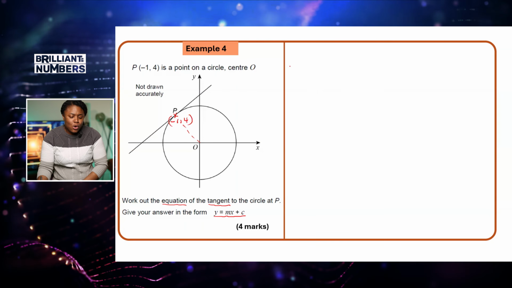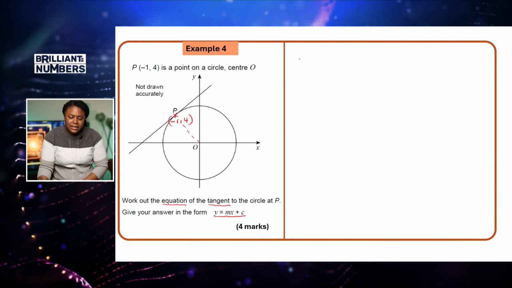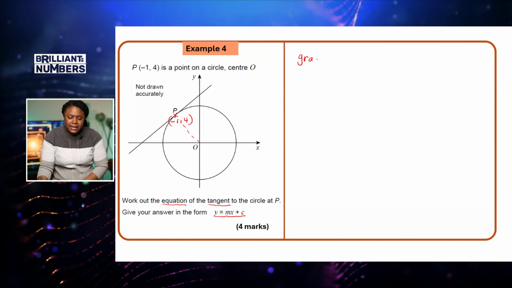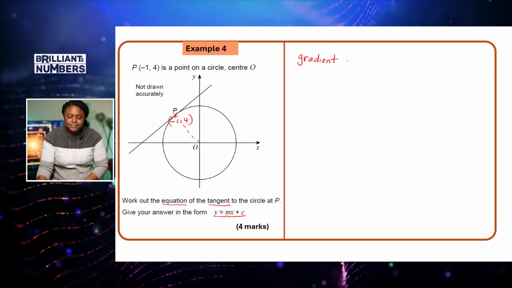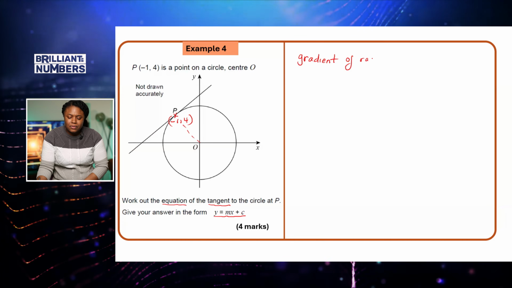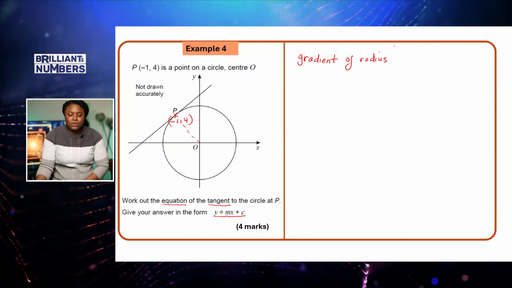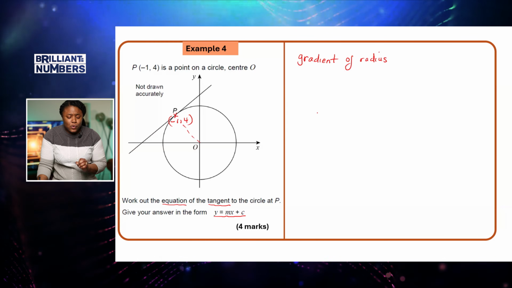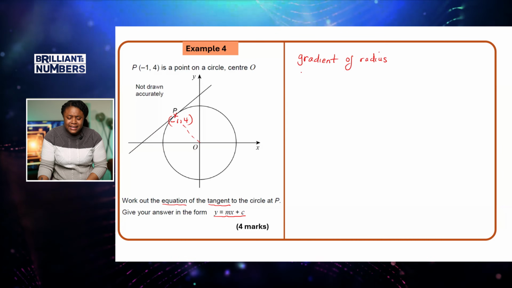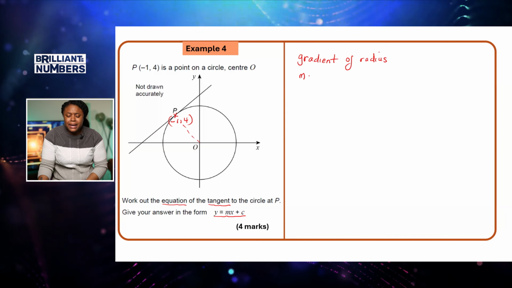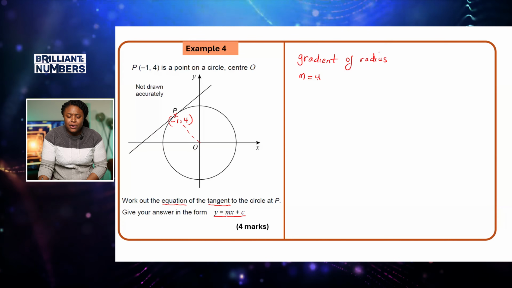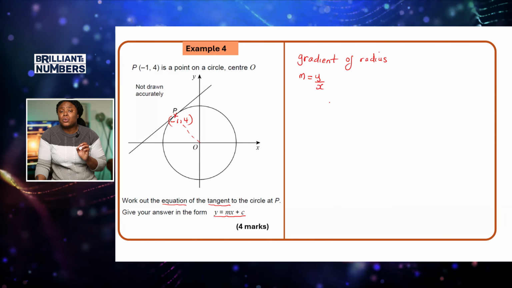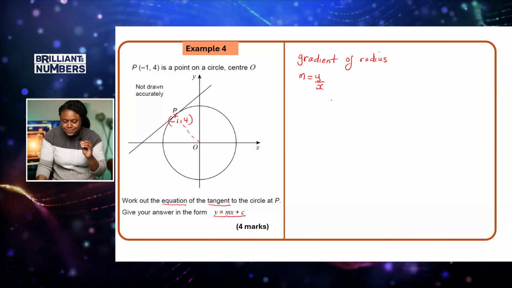So let's go. We're going to find the gradient of the radius. So let's write that down. Gradient of radius. Now, to do that, we have to remember the formula for the gradient. So I'm just going to write m. m is our gradient, so that's y over x. Now, this is beautiful because we're working with the origin.